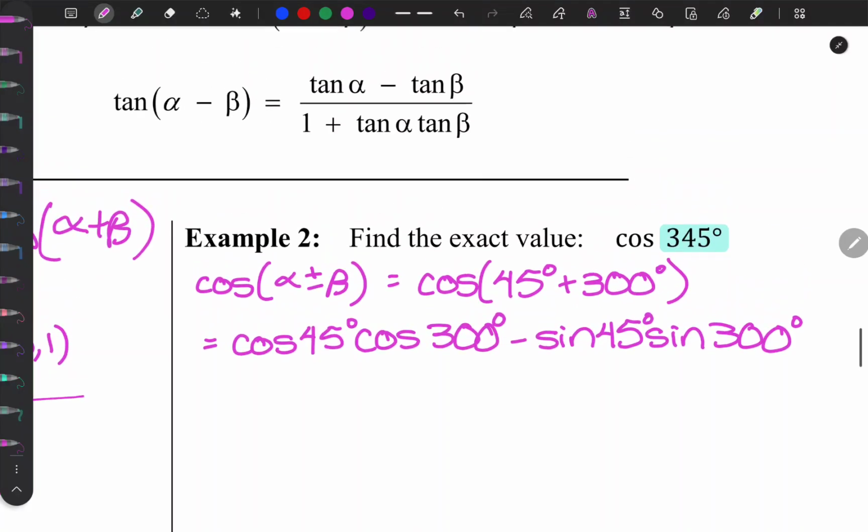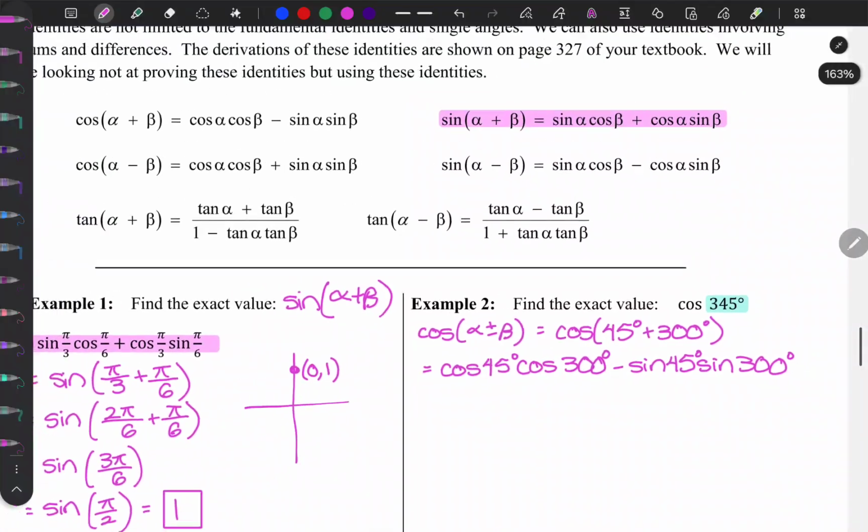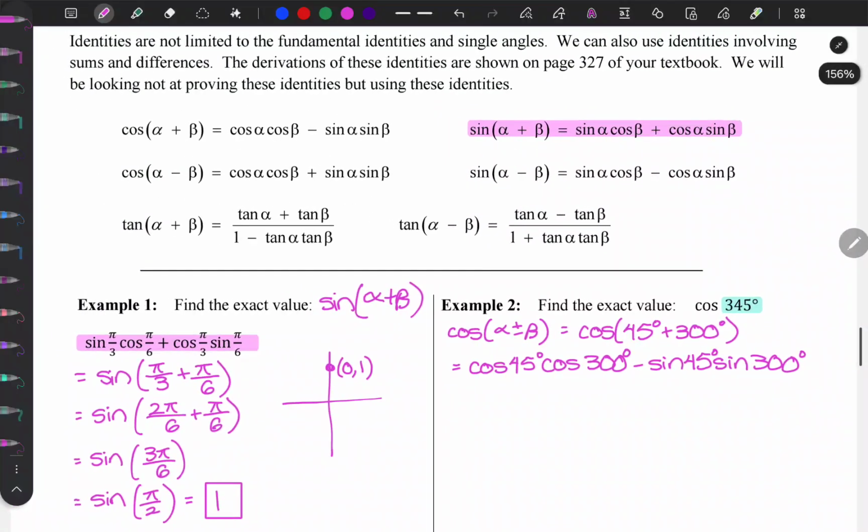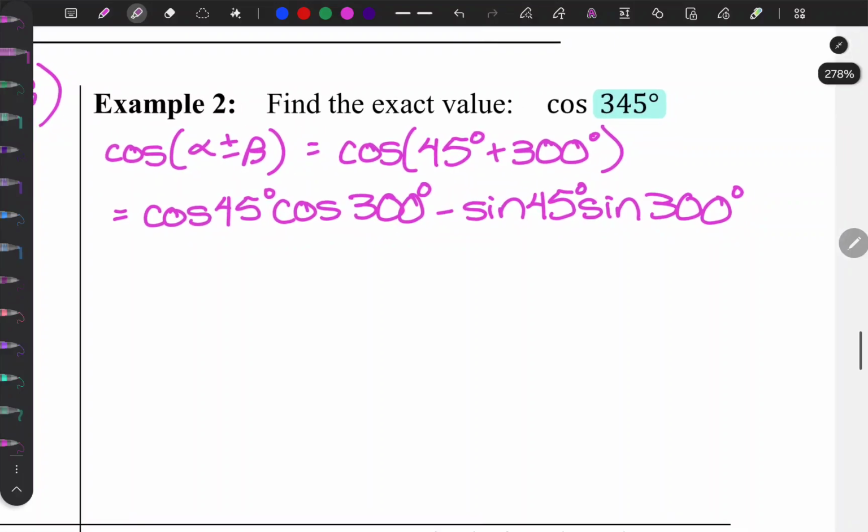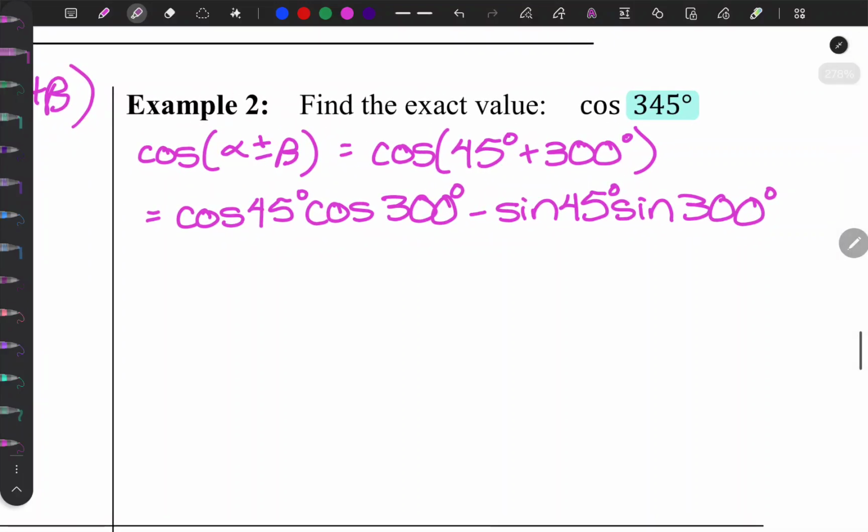And if you're wondering where this came from, come back to our original identities and look at the addition identity for cosine. It's the cosine of both angles minus the sine of both angles. That's essentially what we're using. But this now gives us a way. We do have to calculate all 4, but hopefully that's not too bad.